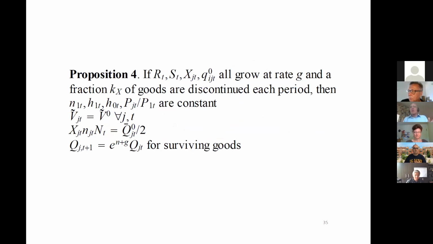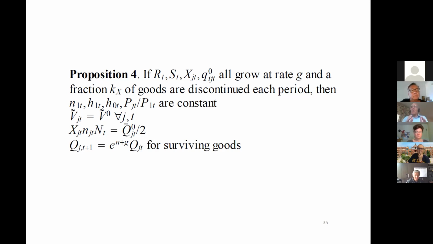I take it as an assumption that this productivity xjt in steady state for any good j is going to grow at rate g. In steady state, there's a fraction of kx goods that are discontinued every period, and there's a constant fraction of the population trying to create new goods. So the number of goods discontinued along the steady state growth path equals the number of goods newly created.